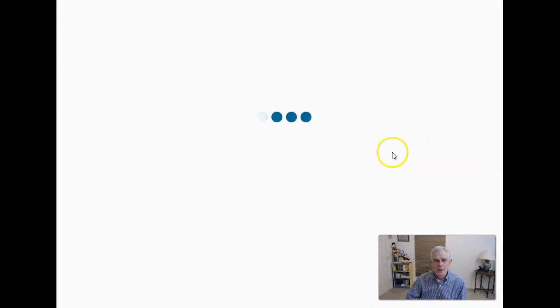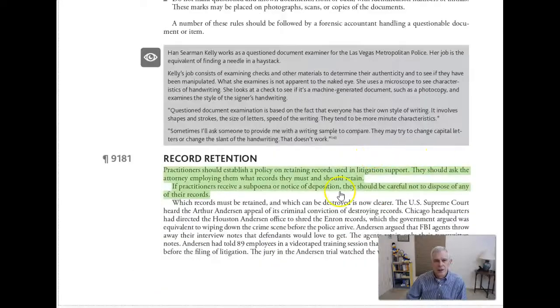Okay, let's see. Did I highlight anything else? Oh, record retention. Yes. Again, you're worried about chain of custody, and you probably have seen that on the TV court cases. The chain of custody with the murder weapon or whatever. Okay, you have to make sure once you identify evidence, you can account for where it has been for every second until it's presented to court.